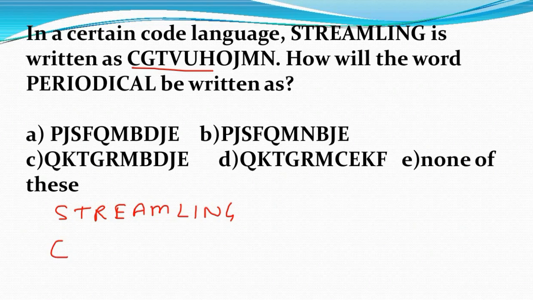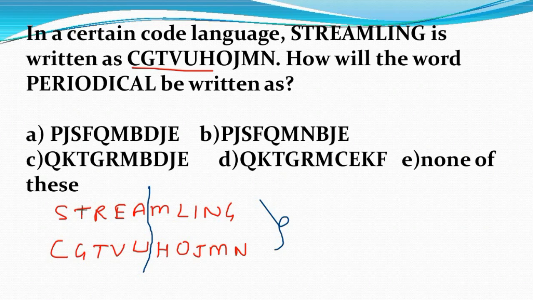And the coding is CGTVUHOJNT. M, and N. You are clearly observing that STREAMLING is a long word. If you have a long word, you have to break it into two parts, 5 and 5 letters, so you can pair them easily.